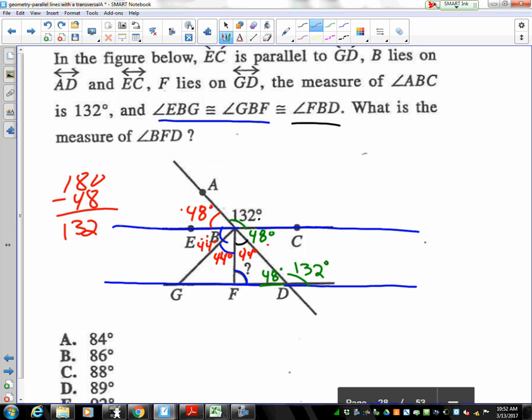Now, what I was really getting to here was just to get this triangle. So I've got 48 and then 44. The sum of the angles of the triangle is going to give you 180. So that's 92, and then 180 minus 92 finally gives me 88.